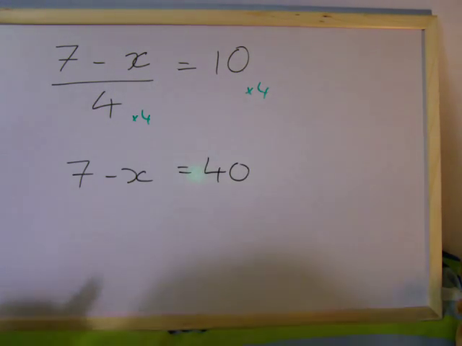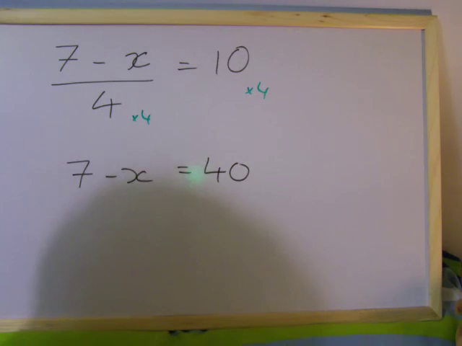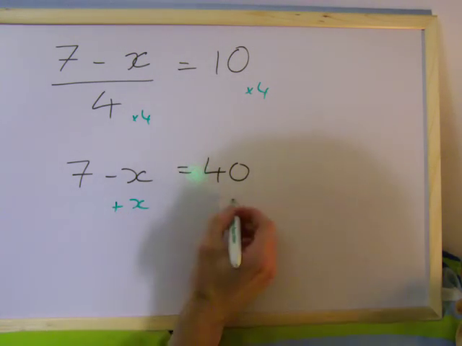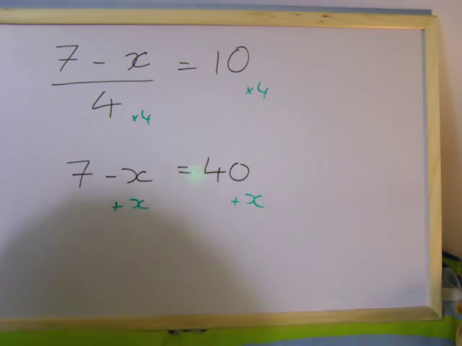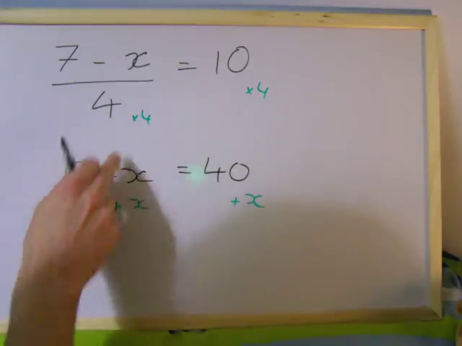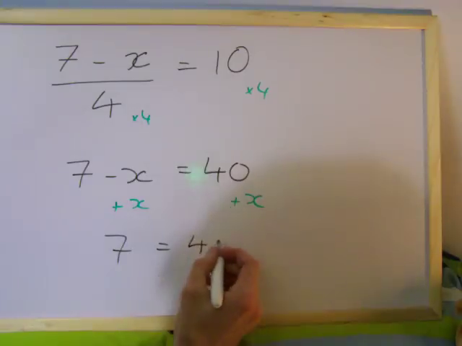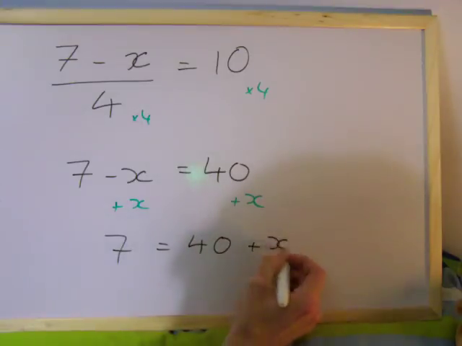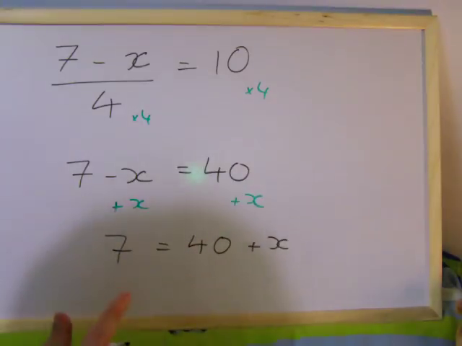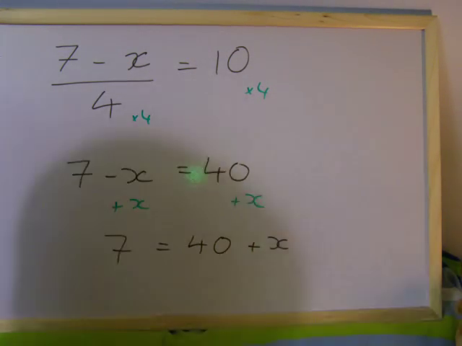Okay, now I've got a negative x here, and I don't want a negative x. So what I'm going to do is cancel this by adding x to both sides. You'll see in a second why I do that. If I add x to both sides here, I'll be left with 7 because the x's will cancel. And over here, I'll be left with 40 plus x. And then, to solve the equation, I've got 1x over here, so I'm just going to remove the 40. If I remove 40 from both sides, I'll be left with my equation.